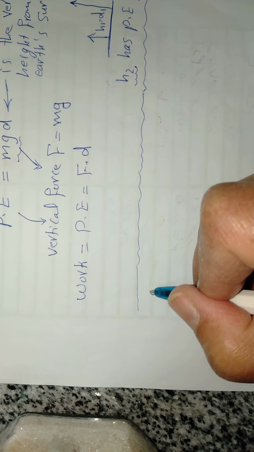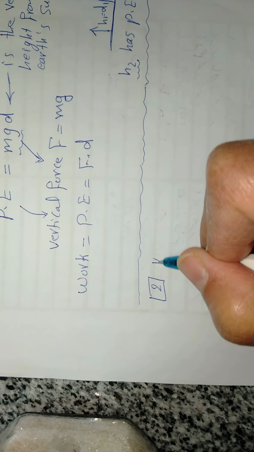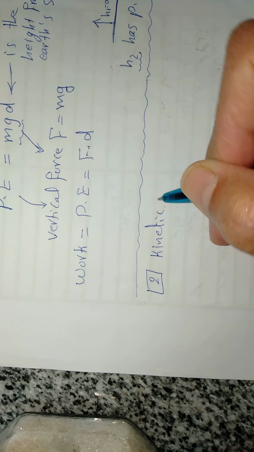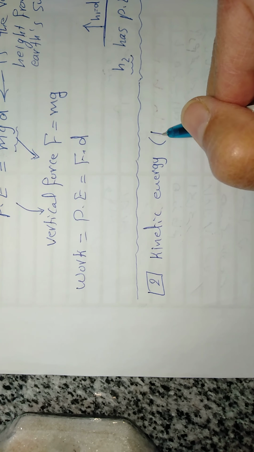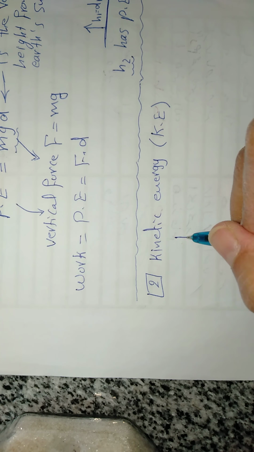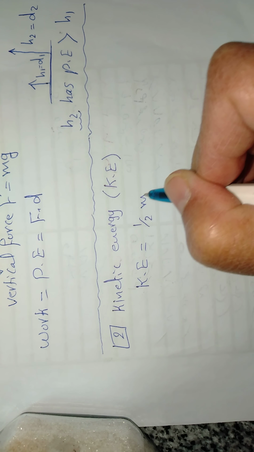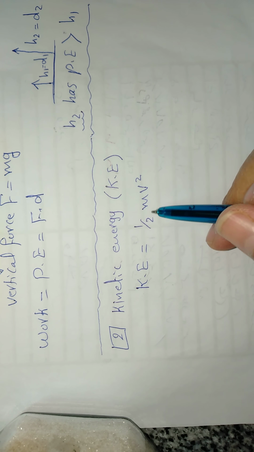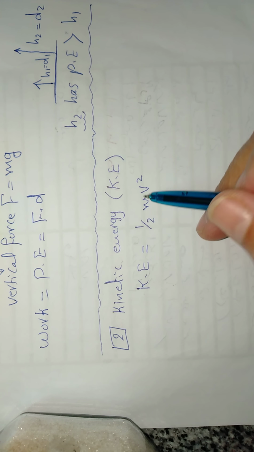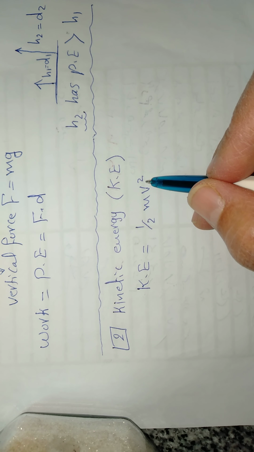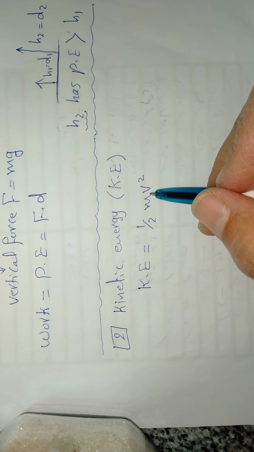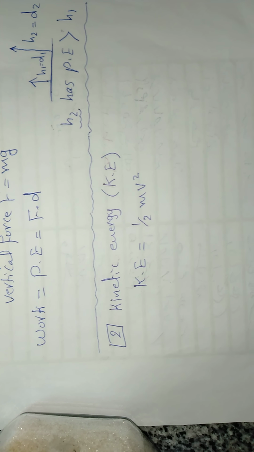The second kind of energy is kinetic energy. What is the kinetic energy? It is represented by KE, and kinetic energy equals half mv squared. Half is a constant, m is the mass of the object, and v squared is the square of the velocity by which the moving body moves. So any moving object has kinetic energy.